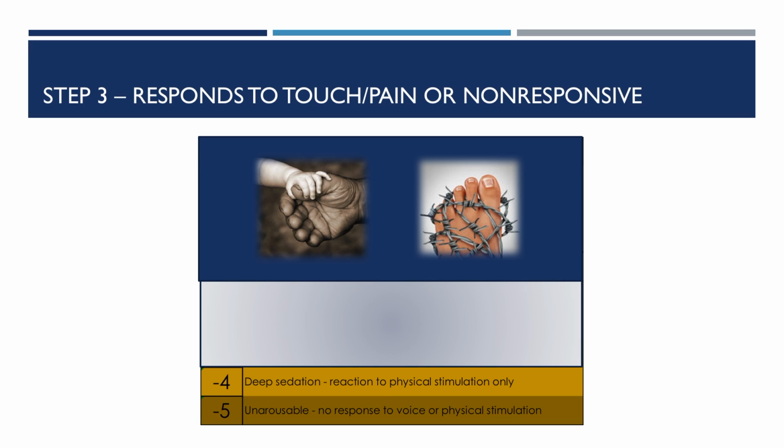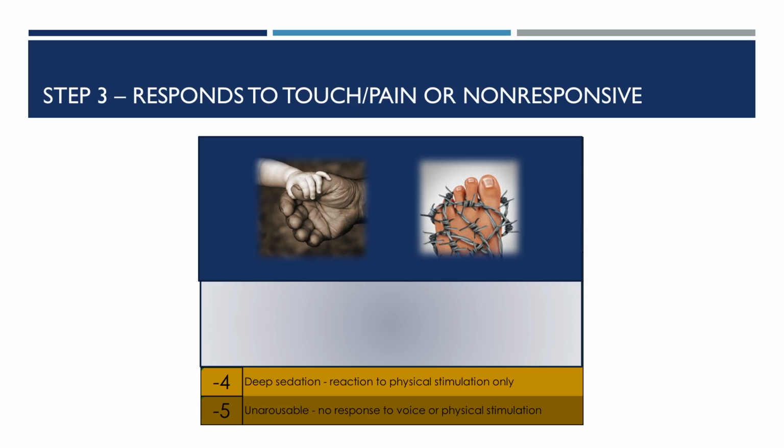So voice stimulation does not work on this patient. This patient requires actual touch or painful stimuli. This will be your patient that requires a trapezius squeeze or some other type of painful stimuli. -5 is where the patient is not responsive or completely unarousable to voice or physical stimulation. This patient is considered, according to ICU Liberation, to be in a coma.